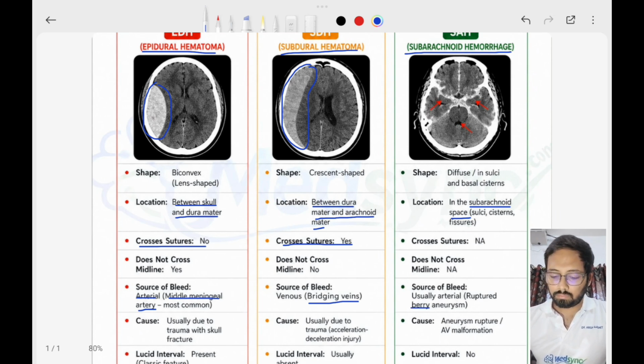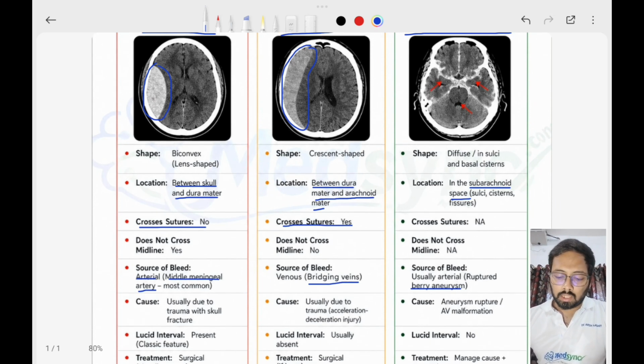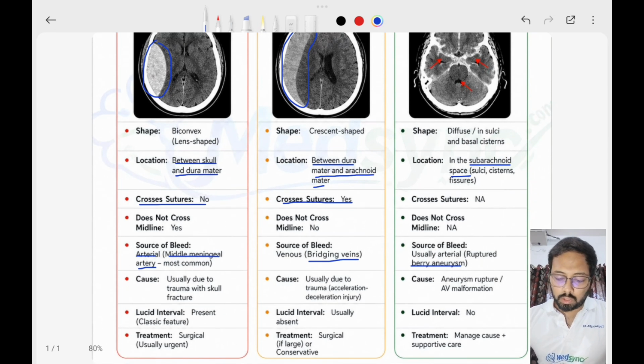Now for the cause, the epidural hematoma is due to a trauma with skull fracture, usually of the temporal bone. The subdural hematoma is due to an acceleration-deceleration injury during a trauma. And the subarachnoid hemorrhage, as we discussed, is due to the rupture of a berry aneurysm.